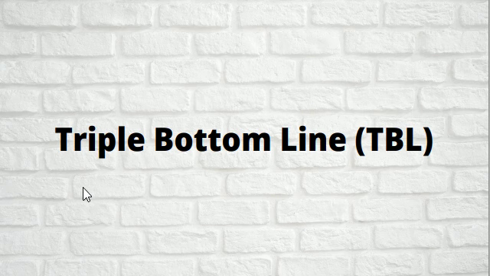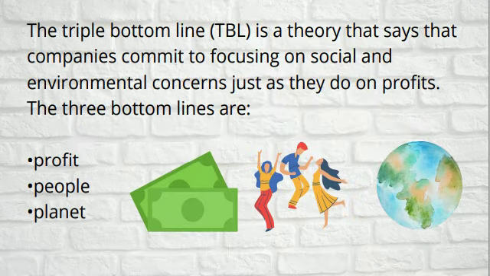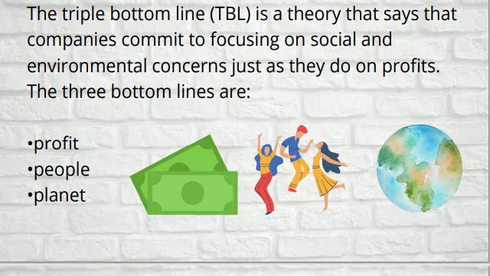In this lecture, we will talk about the triple bottom line. The triple bottom line is a theory that says that companies commit to focusing on social and environmental concerns just as they do on profits. The reason why this is called the triple bottom line is there are three criteria on which the work of any company is judged. The first is profit, the second is people, and the third is planet. Now we will understand about each of them in detail.